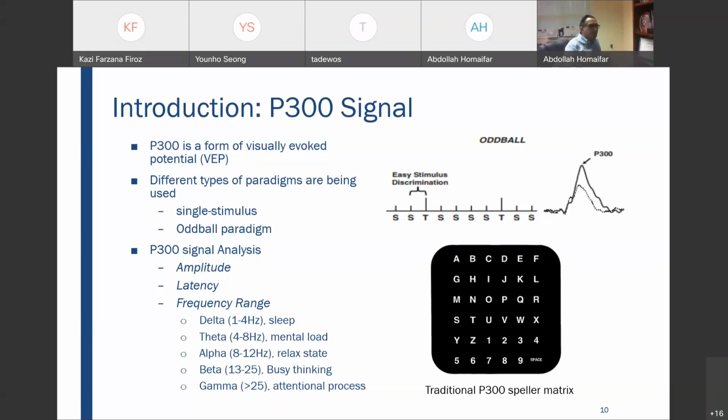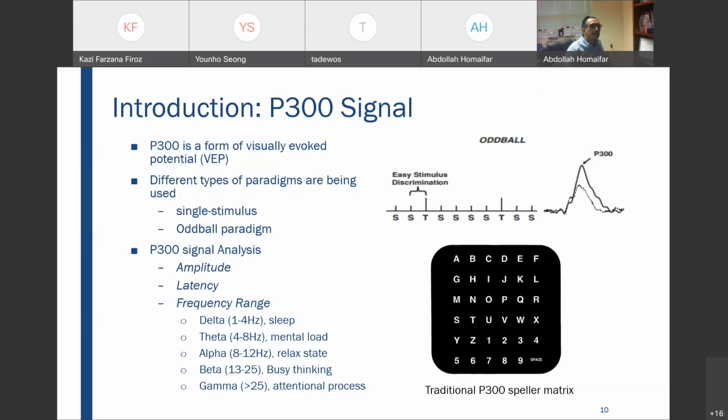The P300 comes from the name. The P is from the positive potential, and the 300 denotes that there will be a peak, some potential noticeable at the 300 millisecond order. Like it can be 300, it can be 350 milliseconds after the event. So it's kind of the ERP.